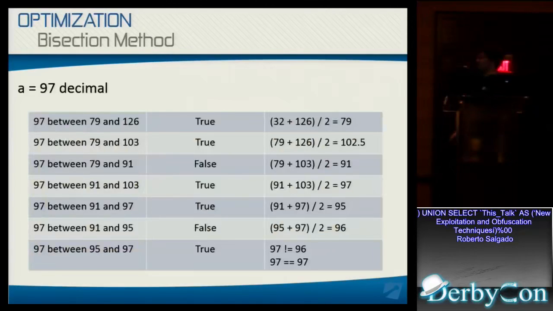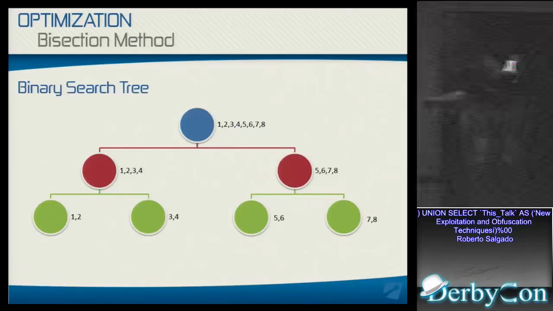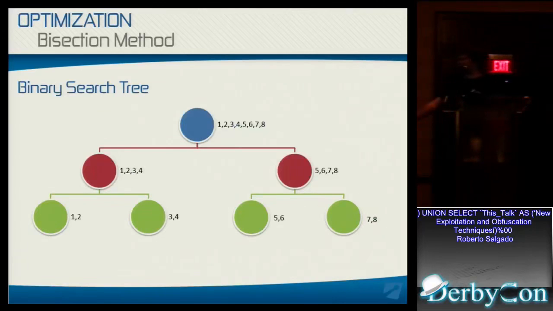So it's really effective. This is what the bisection method looks like, just looking for the decimal character 97, or a. And again, that's a little graph to show you. You have your set of characters, you split it in half, and then you check each half, and then split that half again.